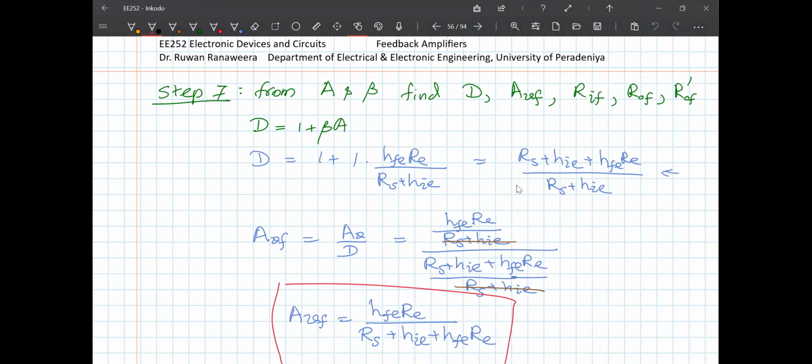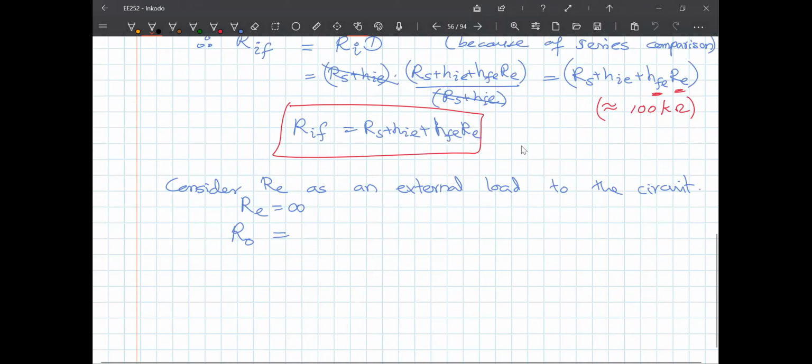That's basically what we have. So this has to be infinity. Oh, 1 over HOE plus RC.